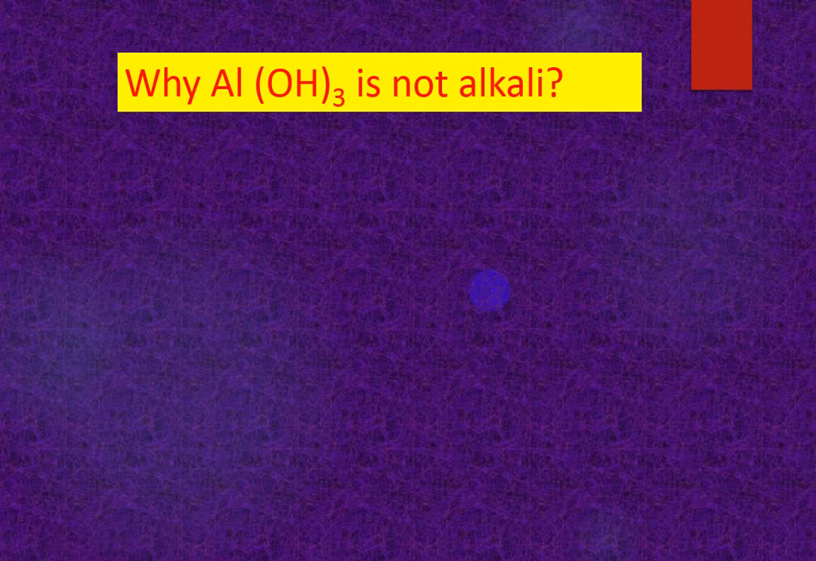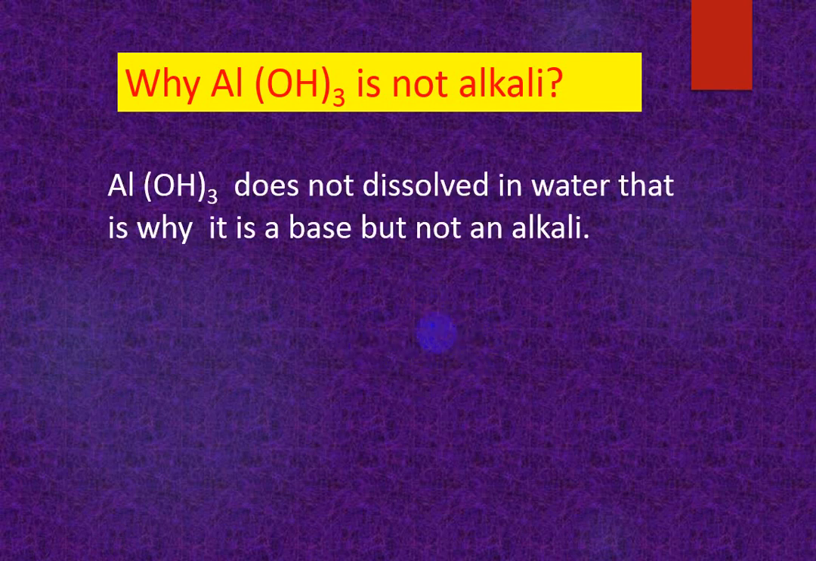Okay, ammonium hydroxide does not dissolve in water, that's why ammonium hydroxide is not alkali. So for an alkali, it should be dissolved in water. If any base dissolves in water, it is an alkali, but ammonium hydroxide does not dissolve in water, that's why it is a base but not an alkali.